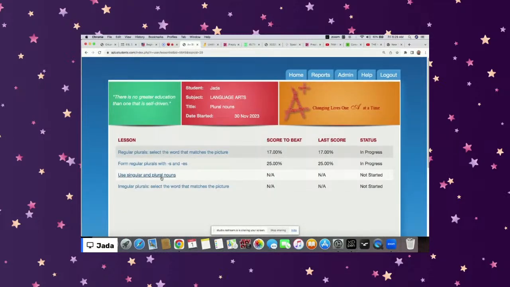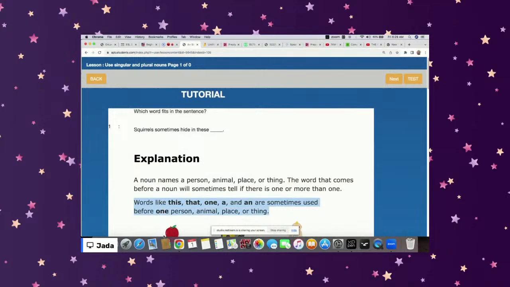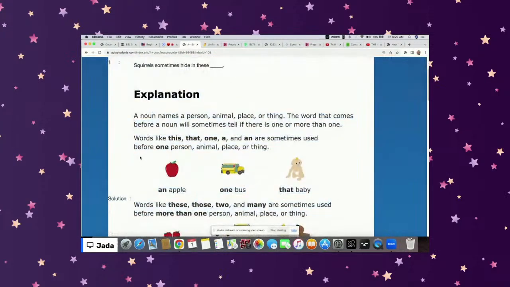Use singular and plural nouns. So remember, like I said, a noun tells about a person, animal, place, or thing. The word that comes before a noun will sometimes tell if there is one or more than one. So you need to take notes that the word that comes before a noun will sometimes tell you if the next thing that you would see is one or more than one.